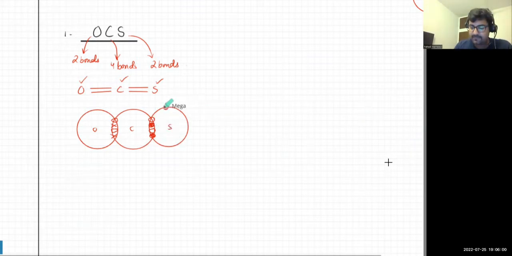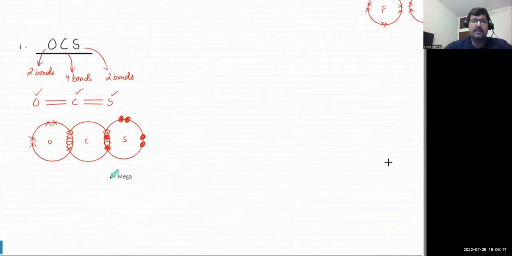So draw 4 more, which are lone pairs. And oxygen should have 8 electrons as well. Right now it has 4. So draw 4 more. Or let's try something. Let's do C2H2.